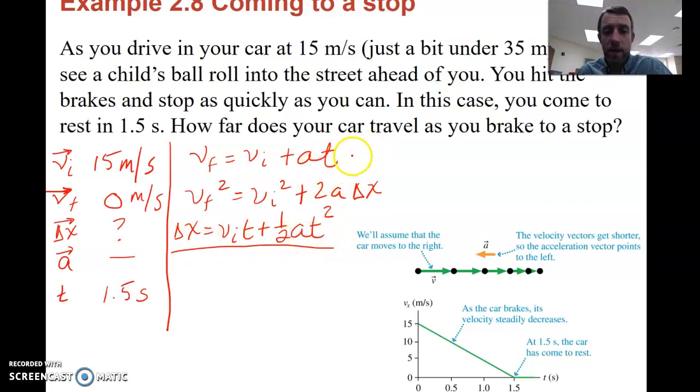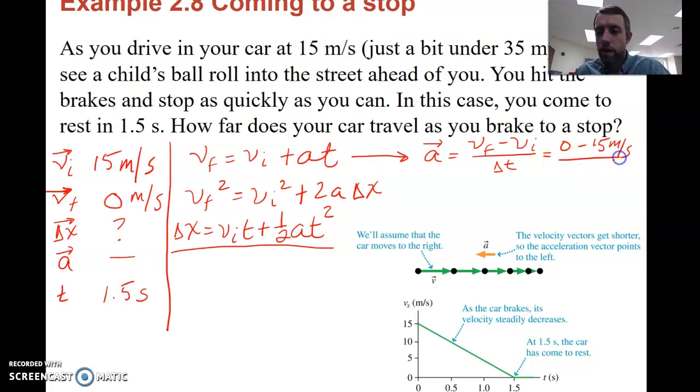But what we can do is use this one to solve for A. And I'm going to rearrange that. Remember, this is the general equation for acceleration anyway. So rearrange your variables. Okay, final velocity is 0 minus 15 divided by time 1.5 seconds. So the acceleration, negative 15 divided by 1.5, that's a negative 10 meters per second squared.